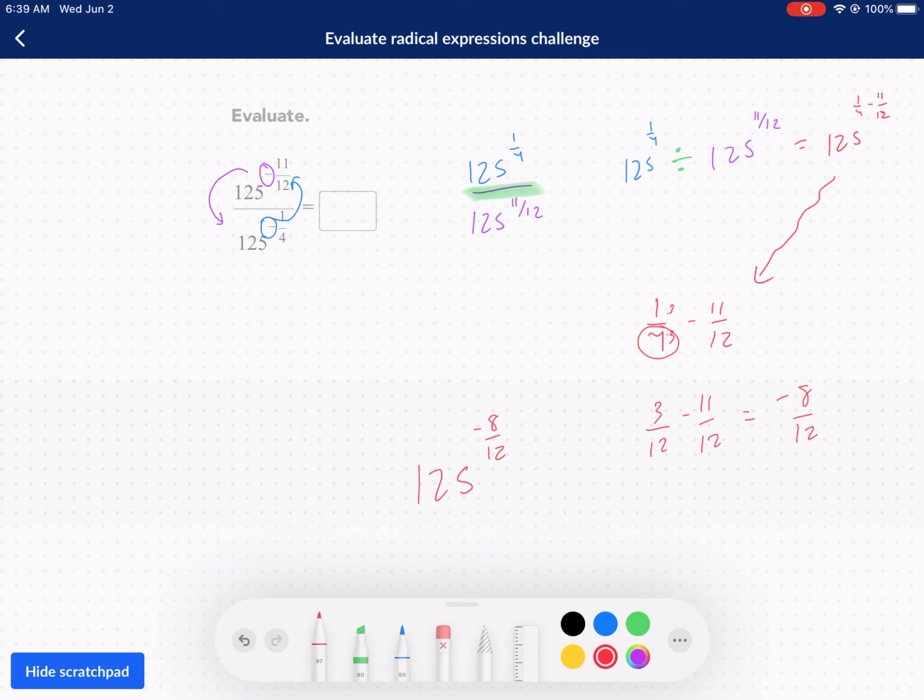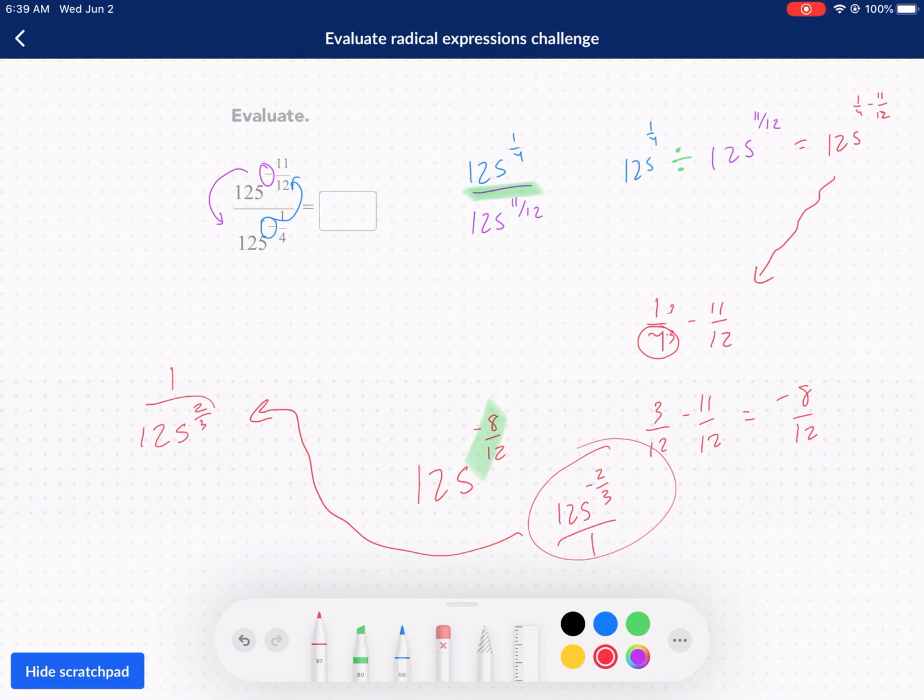We should simplify this even further. Okay, so that's, what is that? Divide both by 4, and you get negative 2 over 3. 125 to the negative 2 over 3. All right, almost done. If it's a negative exponent, we need to rewrite it to be positive. So we have 1 over 125 to the 2 over 3 power. I made it positive by putting it into the denominator.